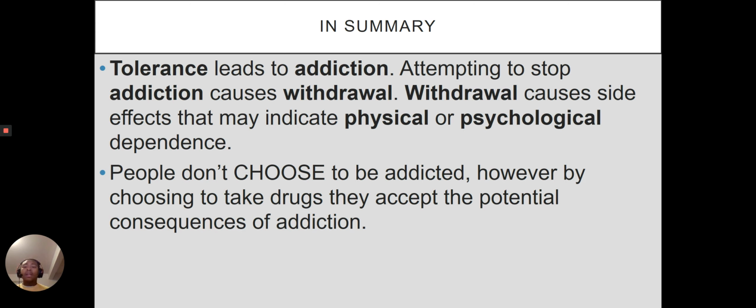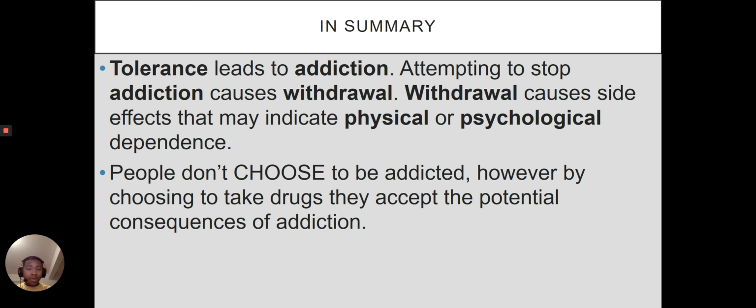So in summary, tolerance leads to addiction. Attempting to stop addiction causes withdrawal, and withdrawal causes side effects that may indicate physical or psychological dependence, or physiological for physical. People don't choose to be addicted, okay? And that should be really clear, right? Someone's not like, I want to be addicted to heroin, okay?